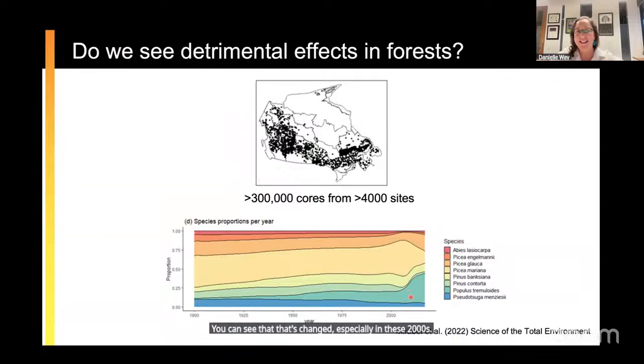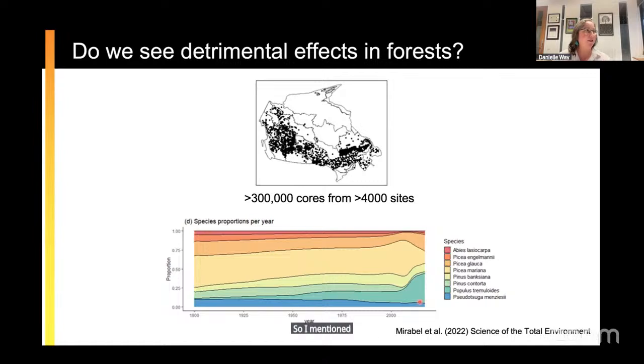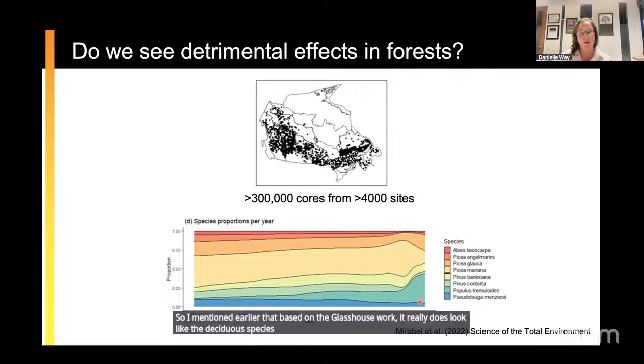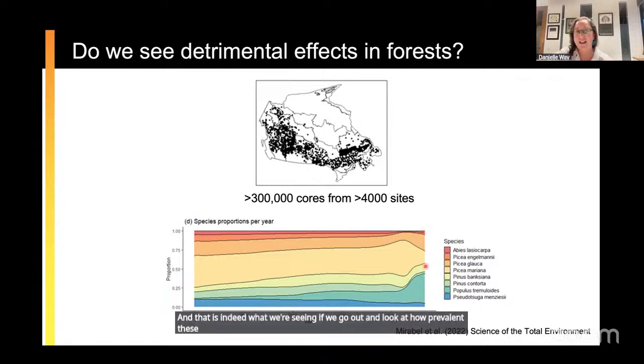And the only deciduous species in this list is Populus tremuloides. So I mentioned earlier that based on the glasshouse work, it really does look like the deciduous species are better able to grow and tolerate warming and the rising CO2. And that is indeed what we're seeing if we go out and look at how prevalent these species are in the field. And instead, we're seeing drops in a lot of the other evergreen conifers that are in this list.